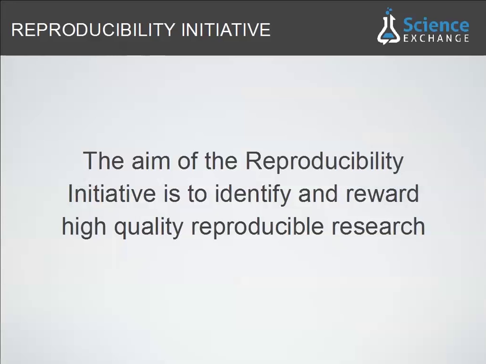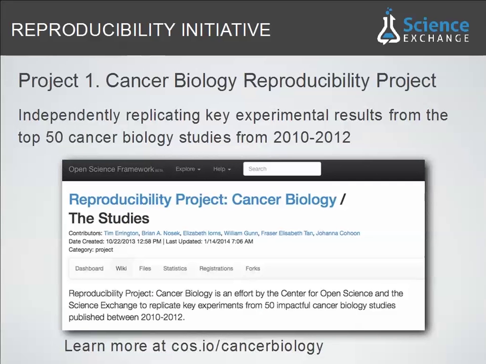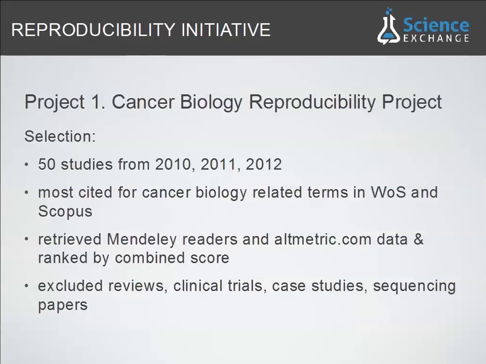One of the major studies that we have been involved in at Science Exchange is the Cancer Biology Reproducibility Project. This is a collaboration between Science Exchange and the Center for Open Science, and has been funded by the Laura and John Arnold Foundation and supported by numerous reagent donations. This project is independently replicating the key experimental results from the top 50 cancer biology studies published from 2010 to 2012. And you can learn more about this project at cos.io/cancerbiology.